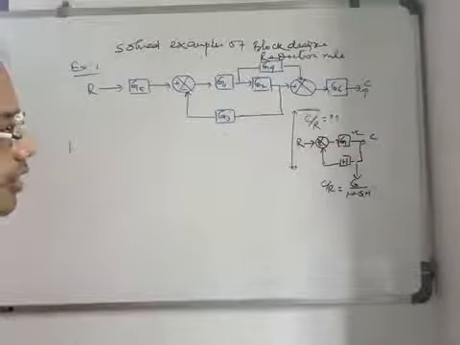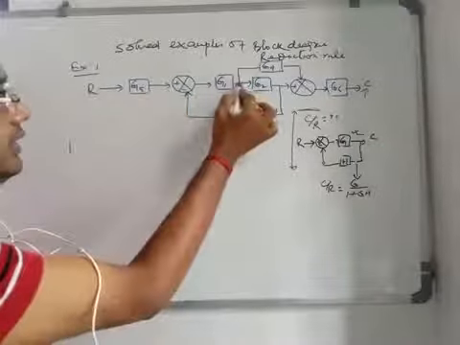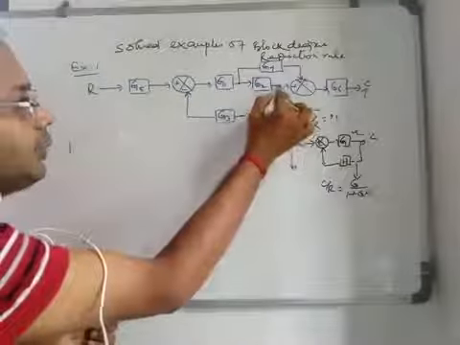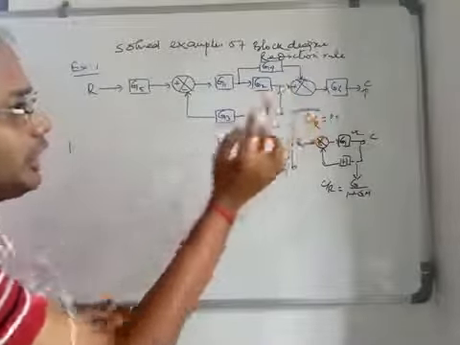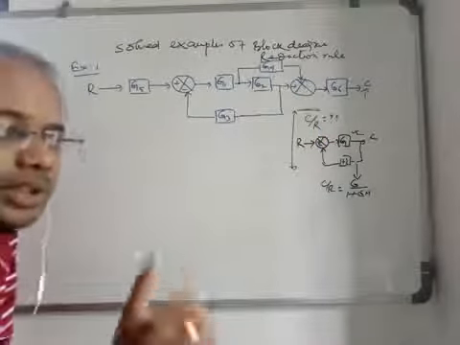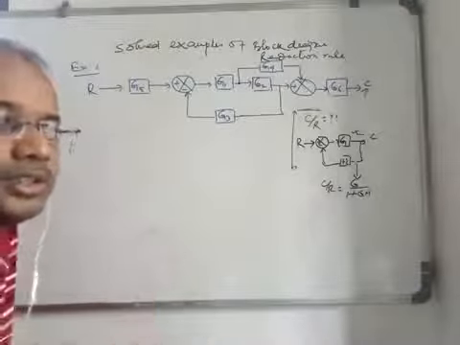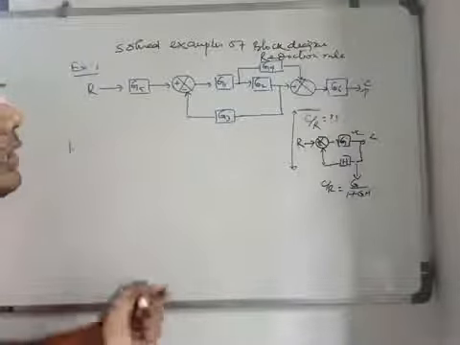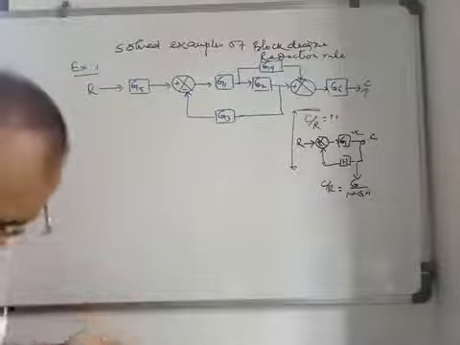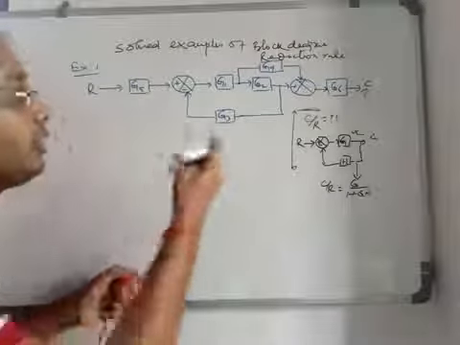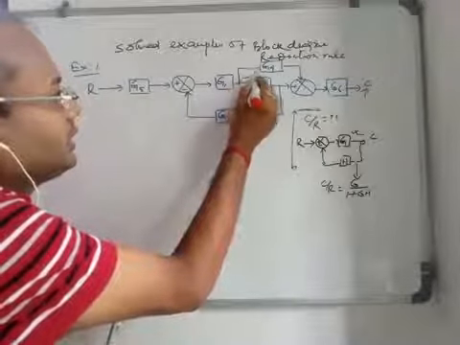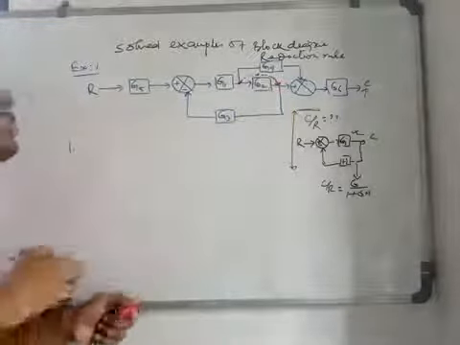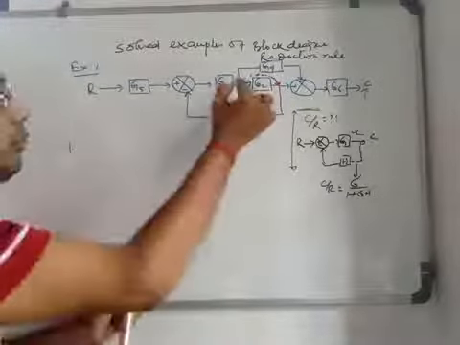First of all, I can see there is a takeoff point, and you see there is a takeoff point and a summing point. There is no rule for how you can shift the takeoff point and summing point. That means interchange of the summing point and takeoff point is not possible. So what could be done is, for example, if you can shift this takeoff point to this position. So what will happen if this takeoff point is shifted to this position?